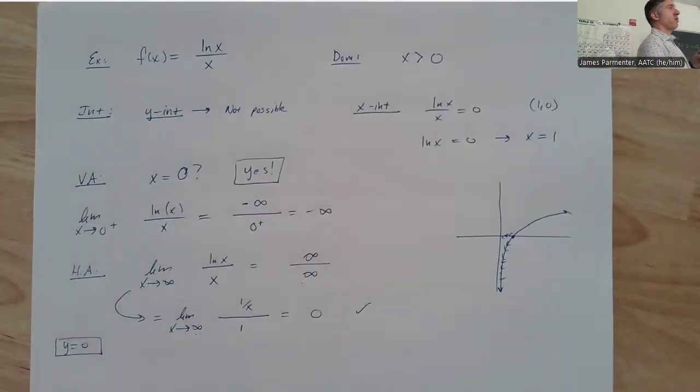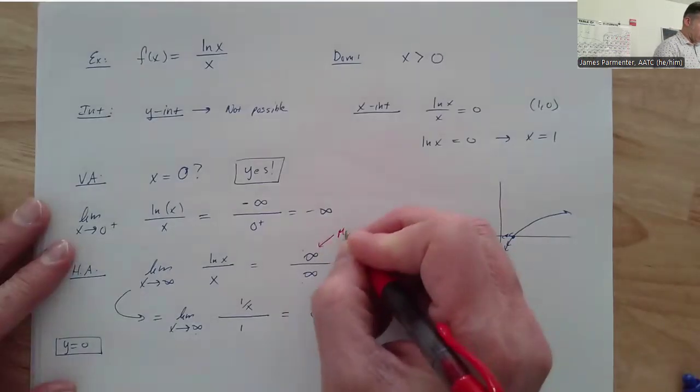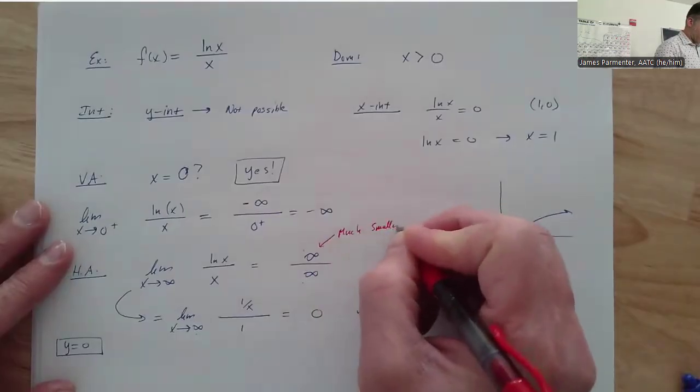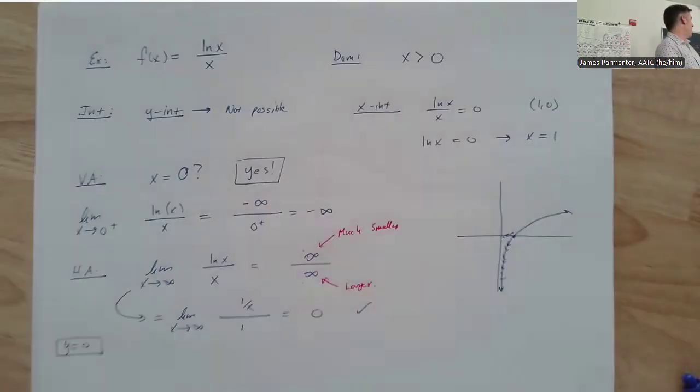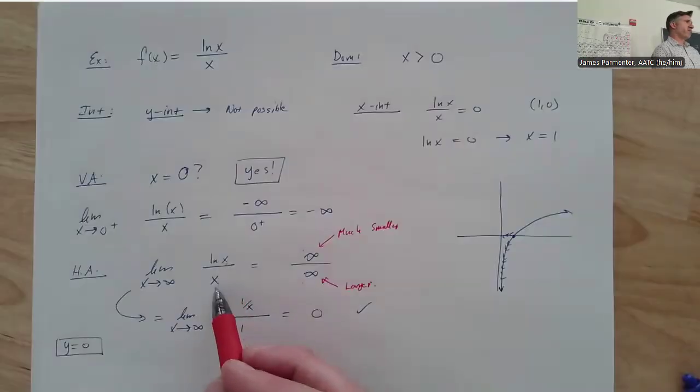I will also mention, you could totally justify this one kind of the same way we did the previous one. Even though it's infinity over infinity, the top infinity is much smaller than the bottom infinity. For example, if you plug in something like 1,000, natural log of 1,000 is, I don't know, probably on the order of 10, probably less actually. So if you plug in 1,000, you get something about like 10 over 1,000. That's tiny. So this fraction is definitely getting smaller and smaller. All right.